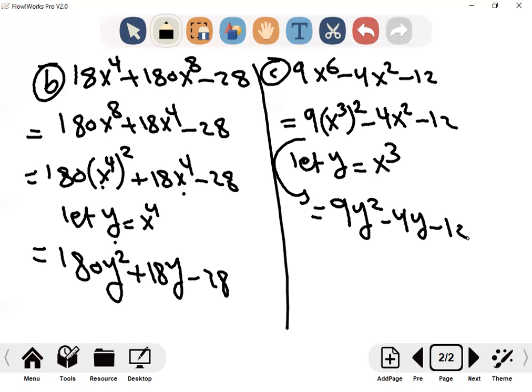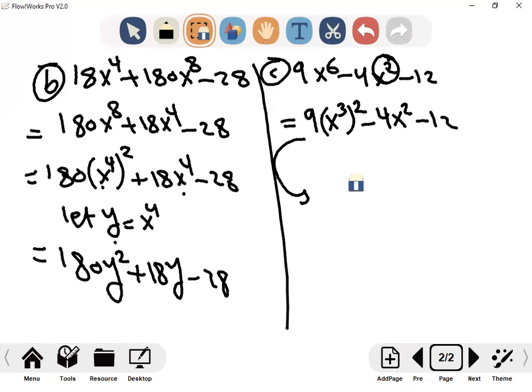4x power 2 minus 12. Wait, no, here this is 2, not a 3, right? This is wrong. Now look here. The 6 is what? A 3 power 2. Can I use 2 to the power 3? No. Why? Because I wanted a quadratic.